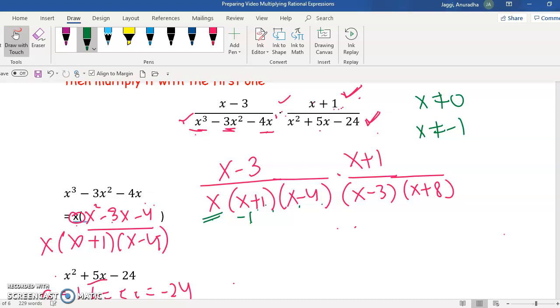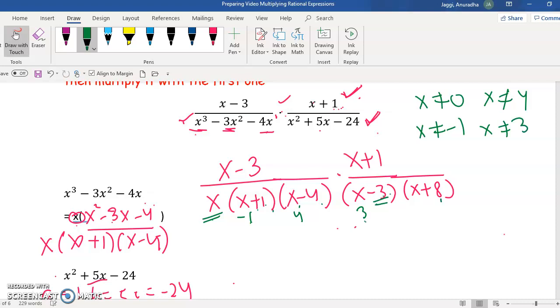x minus 4, if I put it equal to 0, what value of x makes it equal to 0? 4. So 4 minus 4 is 0. So x cannot be equal to 4. If it is a negative here, take the opposite. So 3 minus 3 makes it a 0. So x cannot be equal to 3.